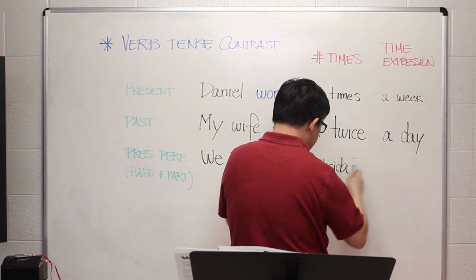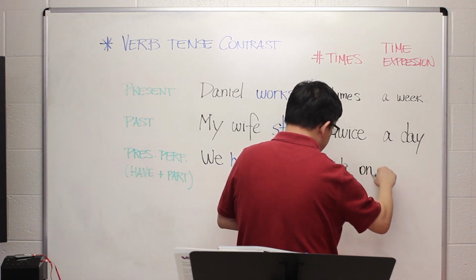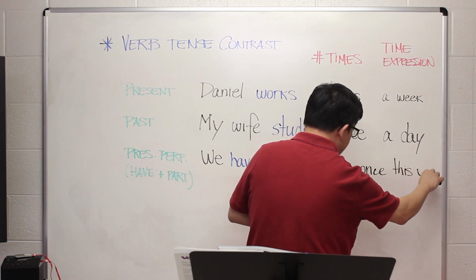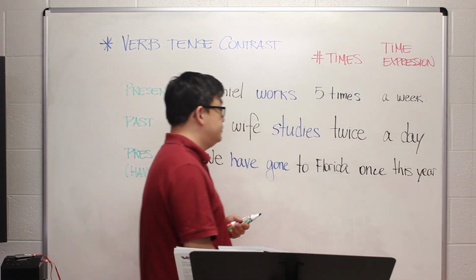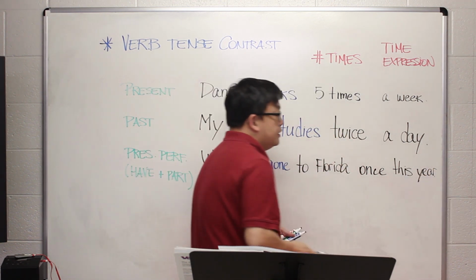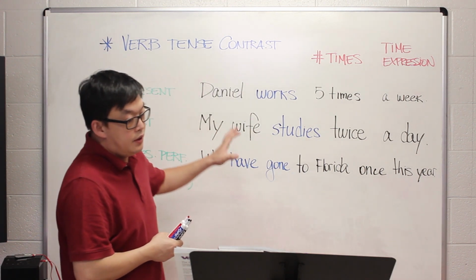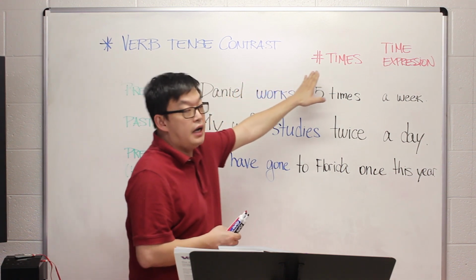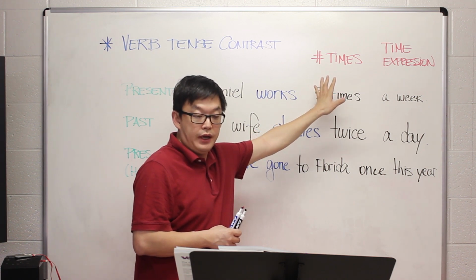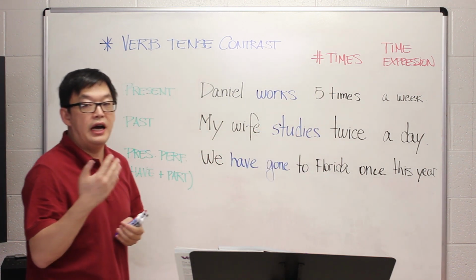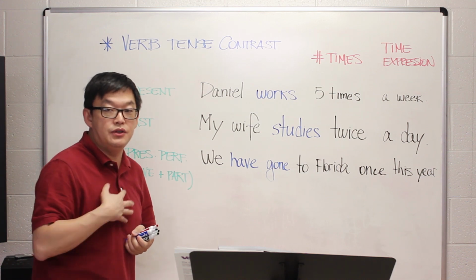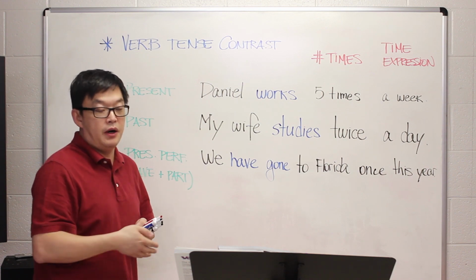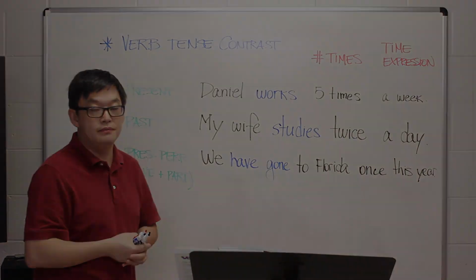You can do how many times? Once. When? Once this year. Okay? So this is how you use repeated action in the present or in the past, and using number of times and time expression. Okay? So please, if you have any questions, feel free to send me your questions. But now, let's jump to the next part of the class, and let's do some exercises.